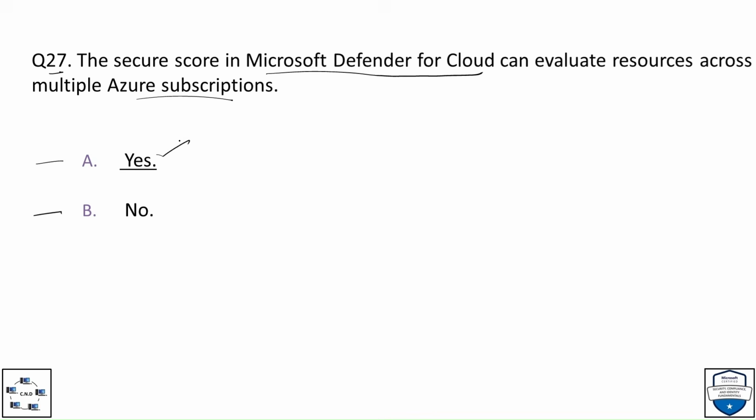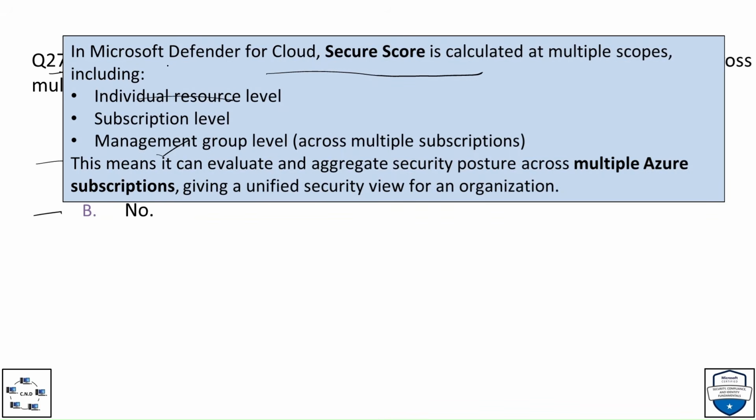option A, yes. In Microsoft Defender for Cloud, secure score is calculated at multiple scopes, including the individual resource level, subscription level, and management group level across multiple subscriptions. This means it can evaluate and aggregate security posture across multiple Azure subscriptions, giving a unified security view for an organization.